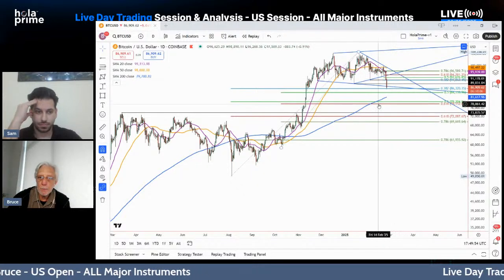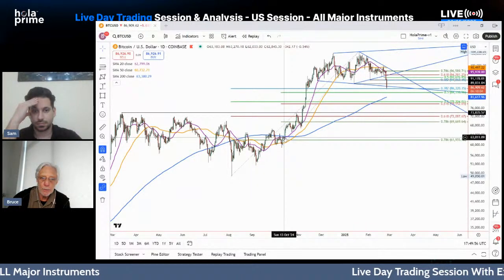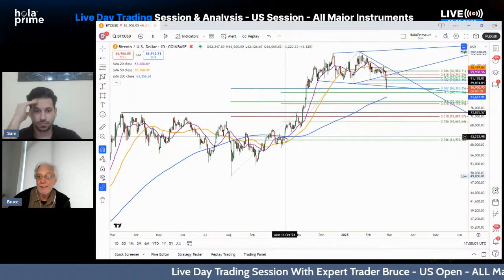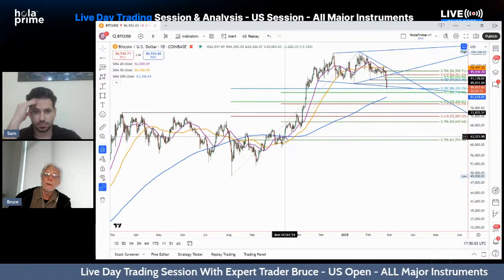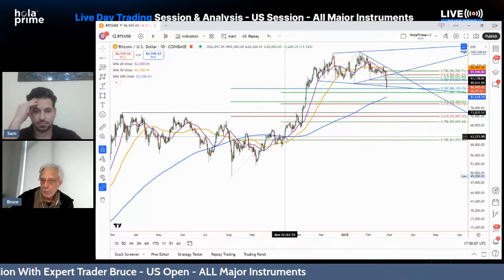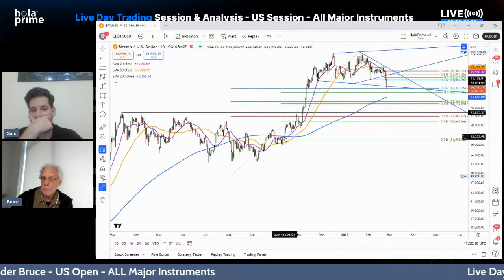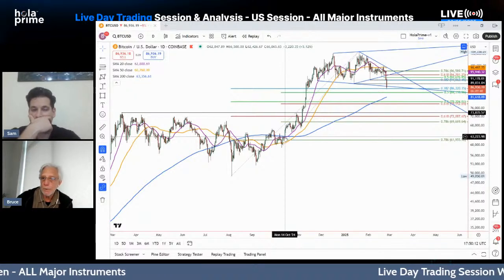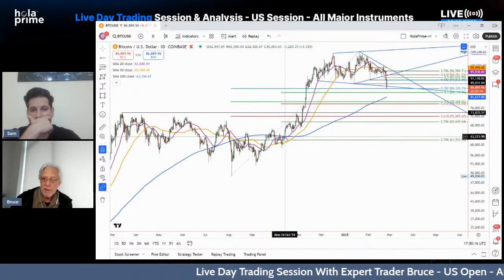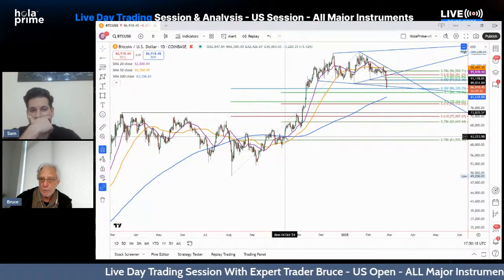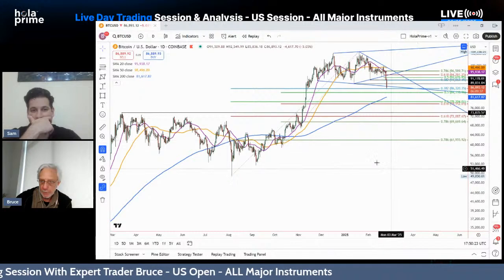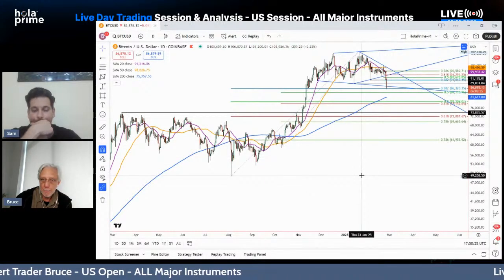This is the first test of the 200 since it was reclaimed back here on October 14th. This is important because many times the first test following a breakout of a major moving average is successful. So I'm going to have an assumption that it will be a successful test of support. But the market likes to fool us, so it doesn't mean it's going to work, with the potential to come down here to 73,836.